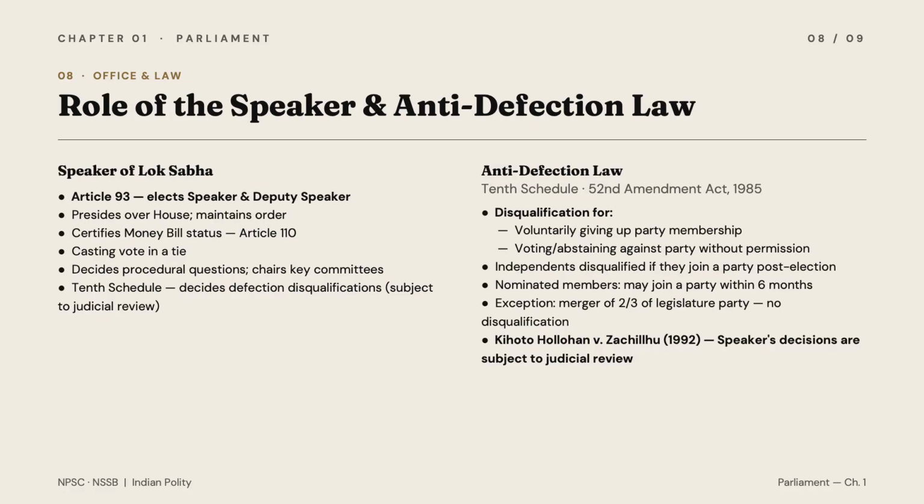Now, role of the speaker, or control over the executive: question and discussion, no confidence motion, parliamentary committees, budgetary scrutiny, debates on government policies, which I will skip. And then the role of the speaker in anti-defection law. This is very important because I did not explain this to you guys in detail before. So who is the Speaker of the Lok Sabha? Article 93 elects the Speaker and Deputy Speaker of the Lok Sabha. The members of the Lok Sabha will choose the Speaker. They vote on it. Okay.